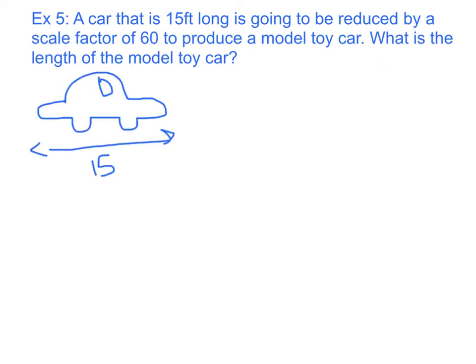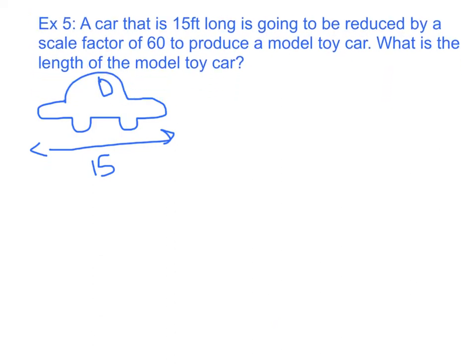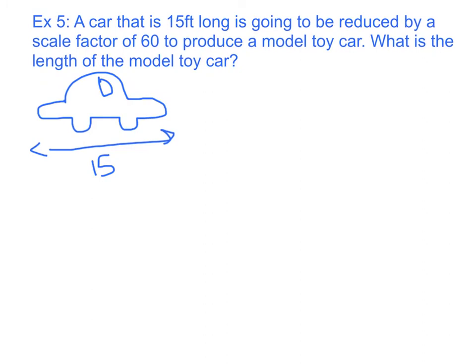So we have a car, and as it says in the problem, a car that is 15 feet long is going to be reduced by a scale factor of 60 to produce a model toy car. What is the length of the model toy car? So we start with 15, and we want to reduce it by a factor of 60. So if we're enlarging it, we multiplied. So if we're going to do the opposite, we are going to divide it by 60.